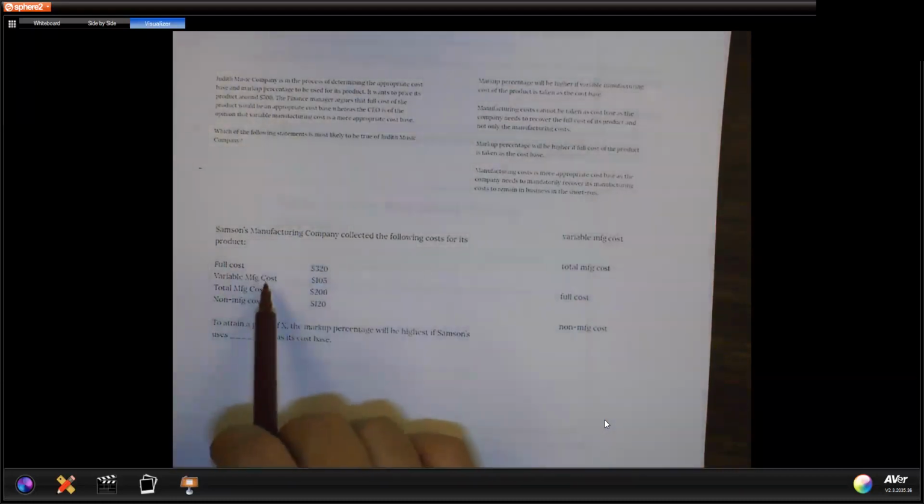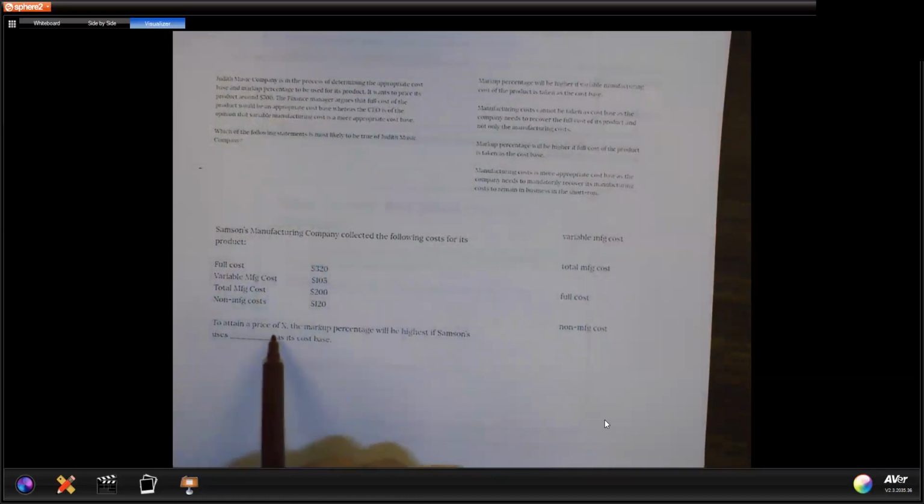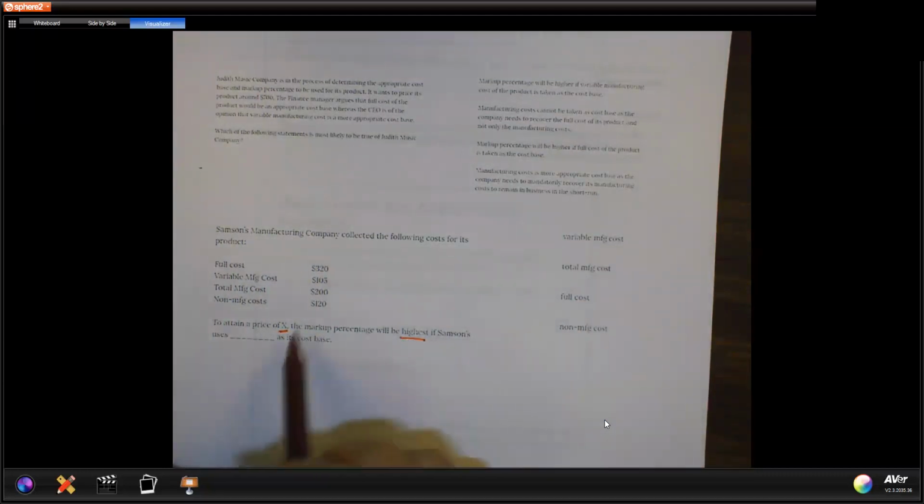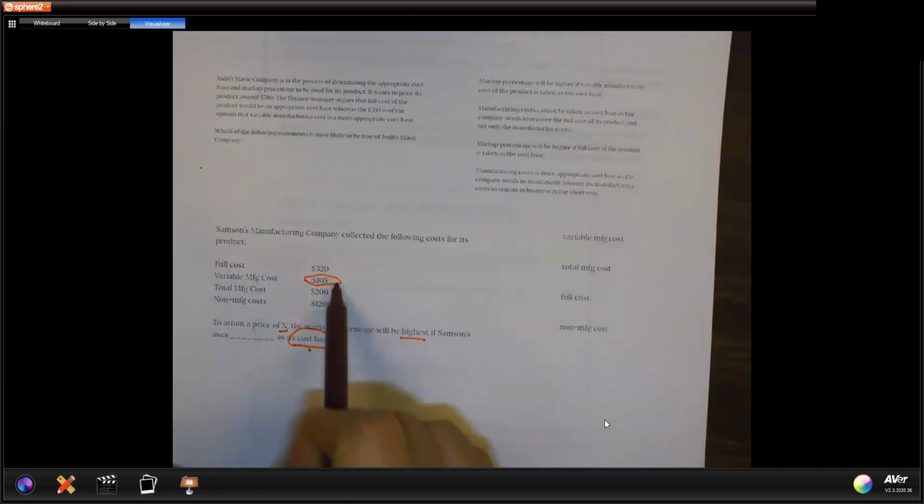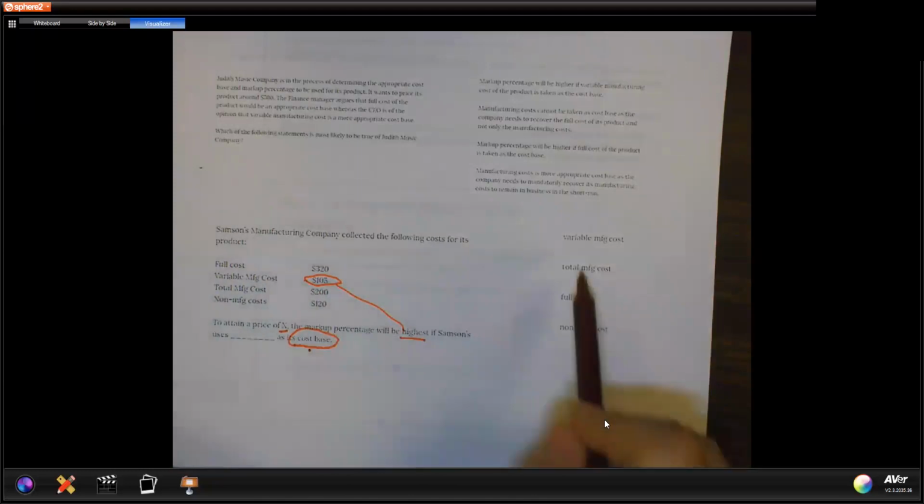You have full cost, variable, total, non-manufacturing, to attain a price of X. That means your selling price is kind of fixed, 800, 700, let's say. The markup percentage will be highest, okay? Markup will be large if we use the small cost as the base, right? It will be highest if we use which cost? The smallest. Variable manufacturing. So if we use variable manufacturing cost as the base, our markup will be highest. So the answer will be variable manufacturing cost.